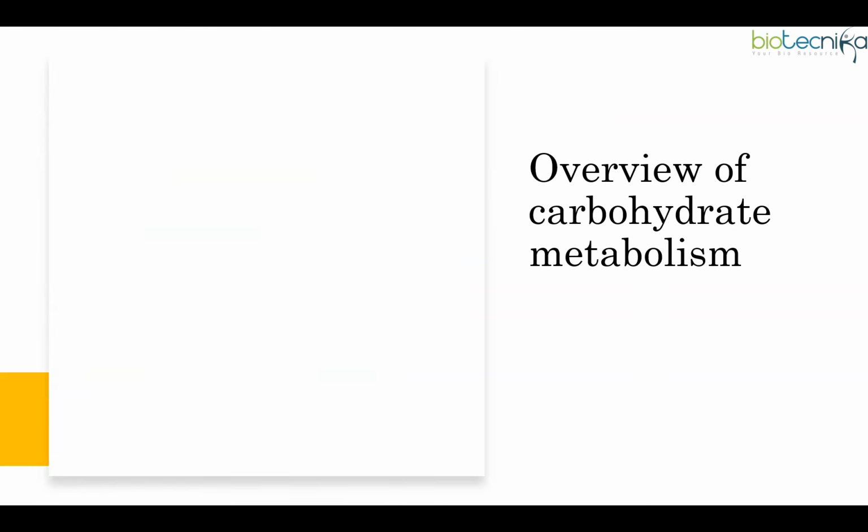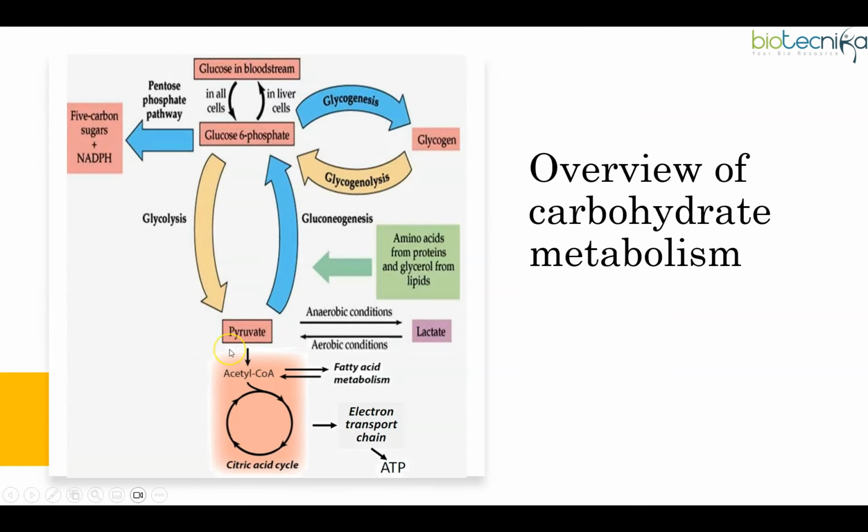First, an overview of carbohydrate metabolism. In carbohydrates, the molecule which is used the most is glucose. Glucose is obtained from the nutrition that we take as food. The complex polysaccharides are broken down into the simple sugar glucose, and it is absorbed into the bloodstream from the intestine.